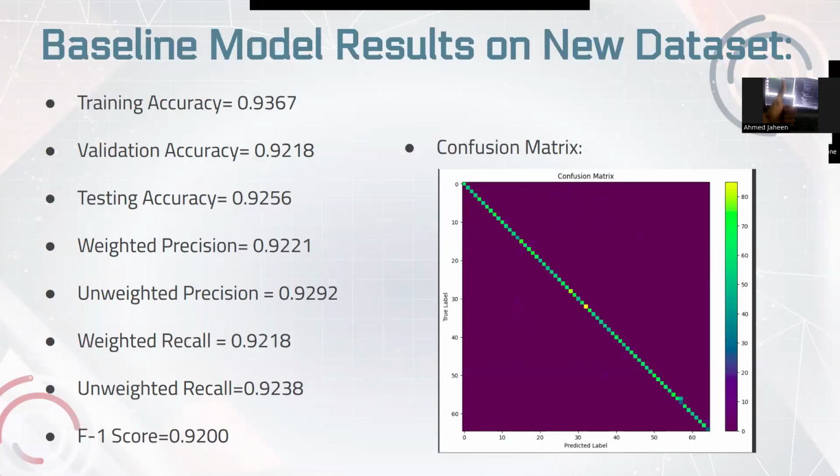Okay, so when we ran our baseline model, we got the results on our new dataset where the training accuracy was 93%, validation 92%, and those are accuracies. And we calculated it through weighted versus unweighted for each of our tests to test the balancing between our labels. And this was the confusion matrix.